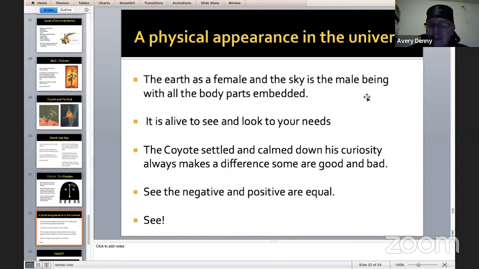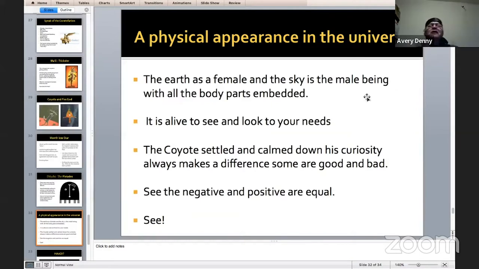So the earth is a female. The sky is a male being with all the body parts embedded. So they say that the earth has a heartbeat. The sky has a heartbeat. It's conscious. It sees, and it's in perfect form. The way it's all put in place, that is the natural law. They fixed it like that. You follow that, nothing's going to happen to you. You're going to live forever in this world.